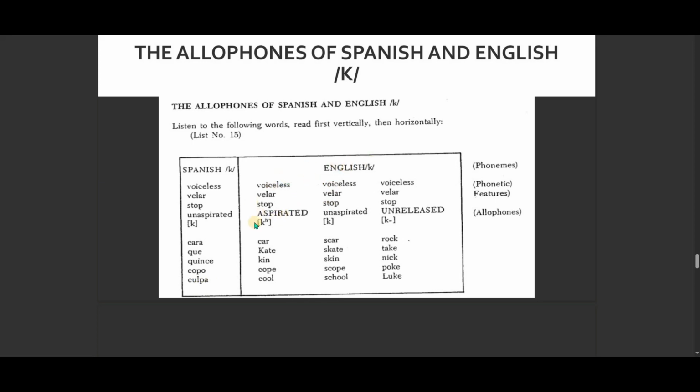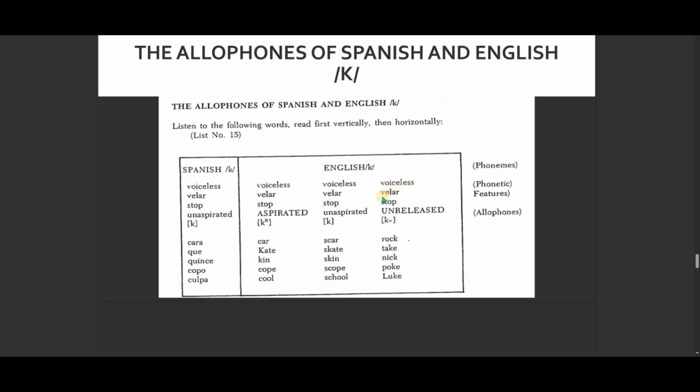English has three different allophones for the K phoneme. For example, the voiceless velar stop aspirated for car, Kate, king, cup, cool. Then we have the voiceless velar stop unaspirated like in scar, skate, skiing, scup, school.